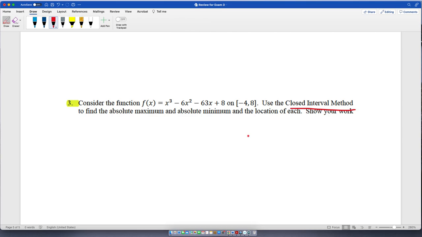There are 11 questions, and the one I pointed out was really two. There's one that asks you for intervals where it is concave up and down, and then there's a separate question that asks where the inflection point is.